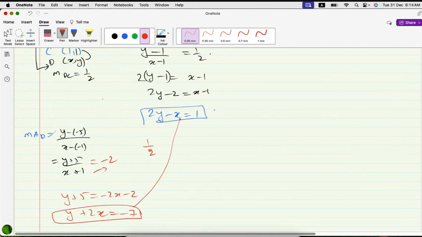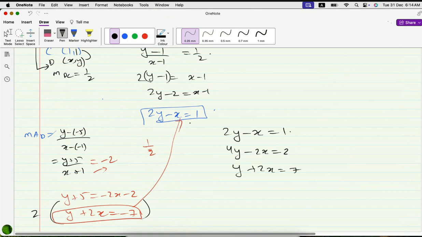Now we solve these two simultaneous equations. The first one, we can write as 2y minus x is equal to 1. I'm multiplying the first one with 2. This is 4y minus 2x is equal to 2, and the second one is y plus 2x is equal to minus 7.